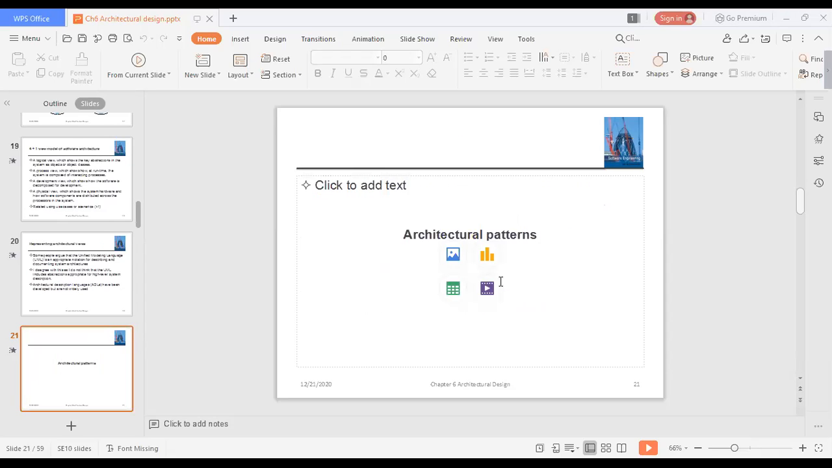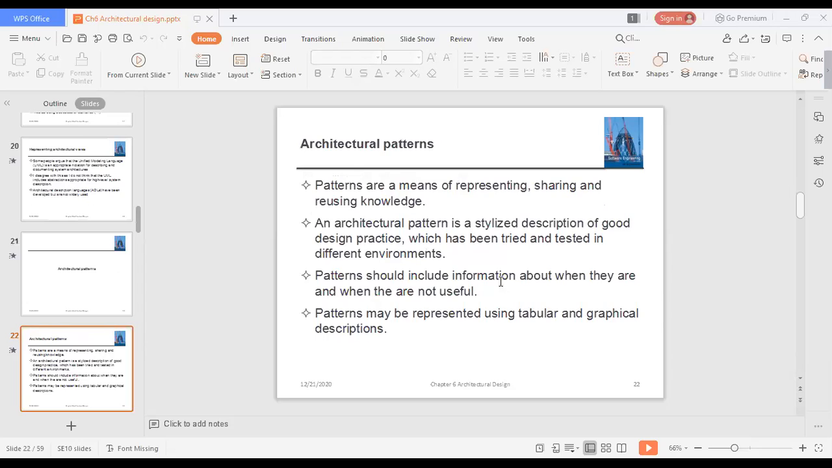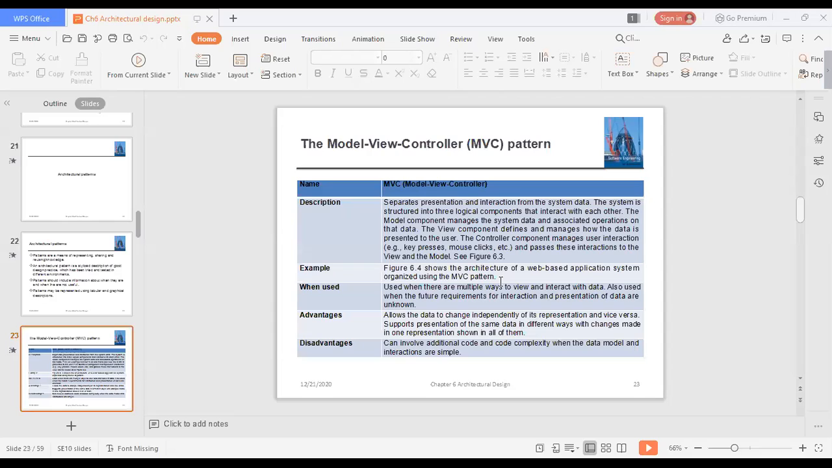So the architectural patterns are there. Architectural patterns are means of representing and sharing, reusing knowledge. An architectural pattern is a stylized description of a good design practice which has been tried and tested in different environments. Patterns should include information about when they are and when they are not useful. The patterns may be represented using tabular and graphical descriptions. So this is the model view controller pattern. This is very interesting, guys. Model view controller pattern. Okay.